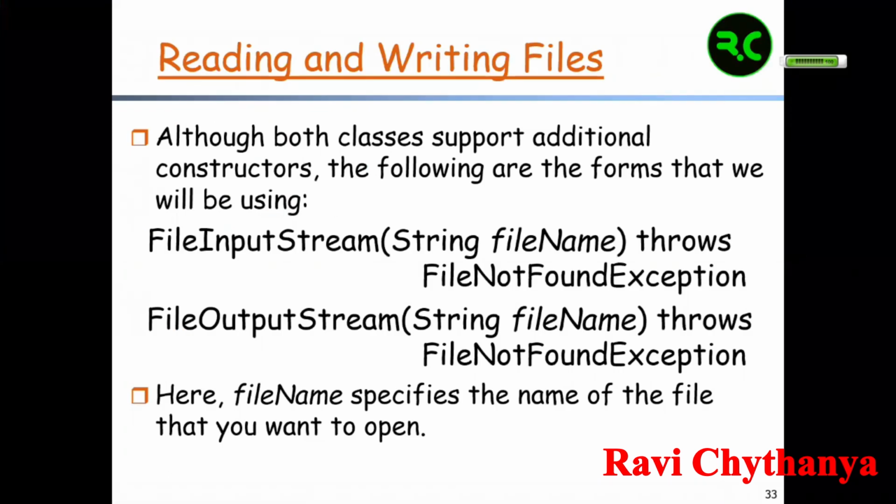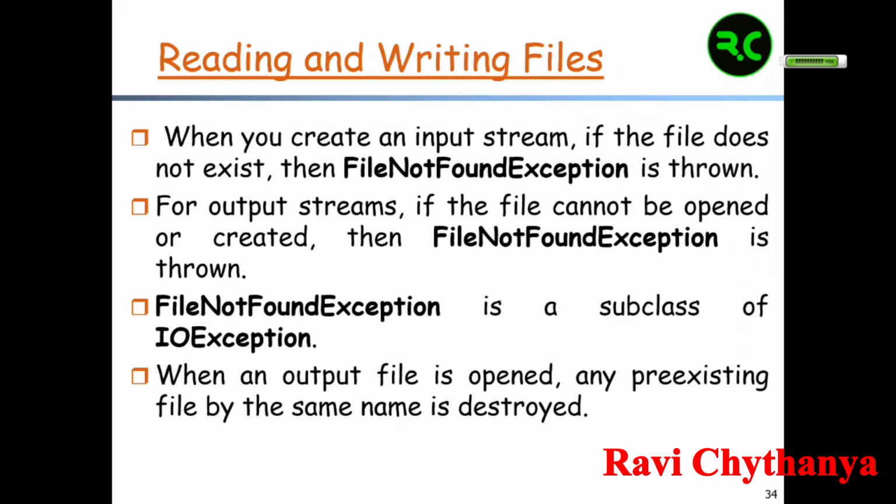Both classes support additional constructors. The following are the forms that we will be using for our next examples. The constructors we are going to use here are FileInputStream with a file name, which throws FileNotFoundException, and FileOutputStream with the file name, which throws FileNotFoundException. Here file name specifies the name of the file that you want to open. When you create an input stream, if the file does not exist, then FileNotFoundException is thrown, as we have seen earlier. For the output stream also, if the file cannot be opened or created, then FileNotFoundException is thrown. FileNotFoundException is a subclass of IOException.